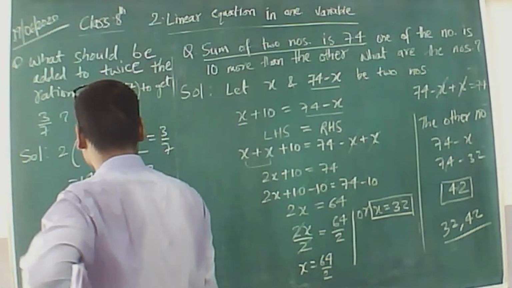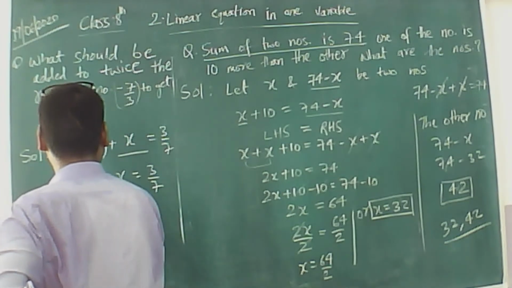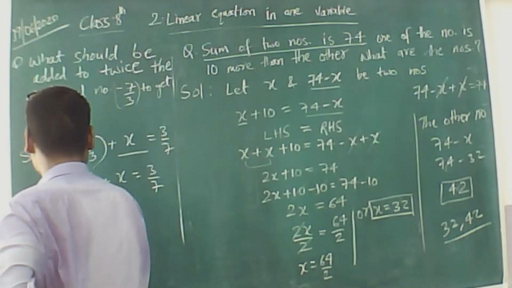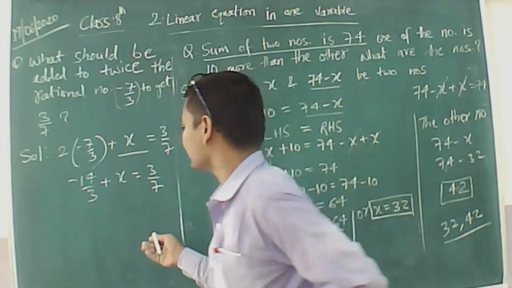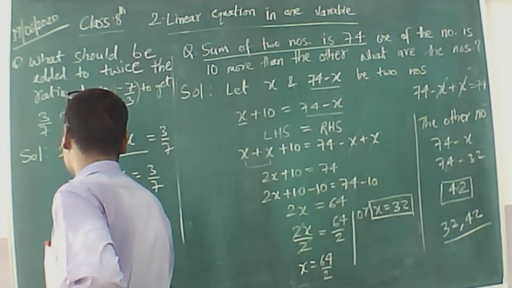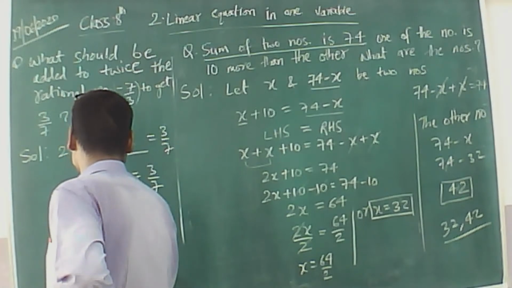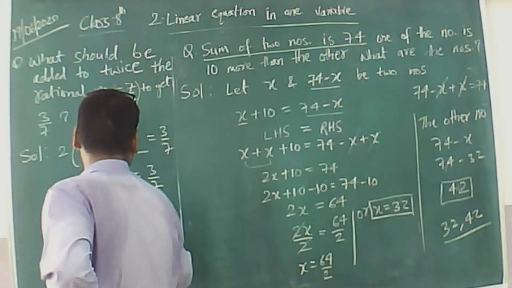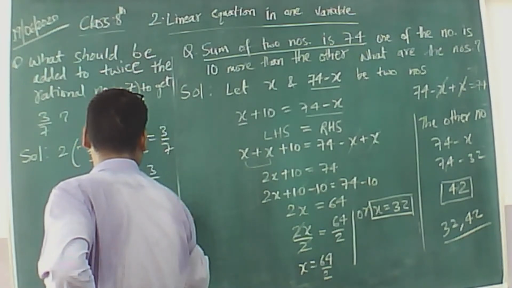Add 14 by 3 on both the sides. So 14 by 3 plus minus 14 by 3 plus x is equal to 3 by 7 plus 14 by 3.